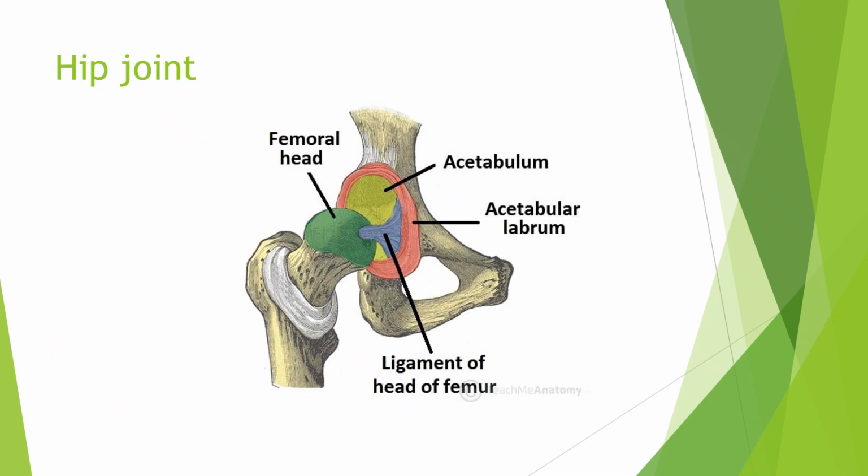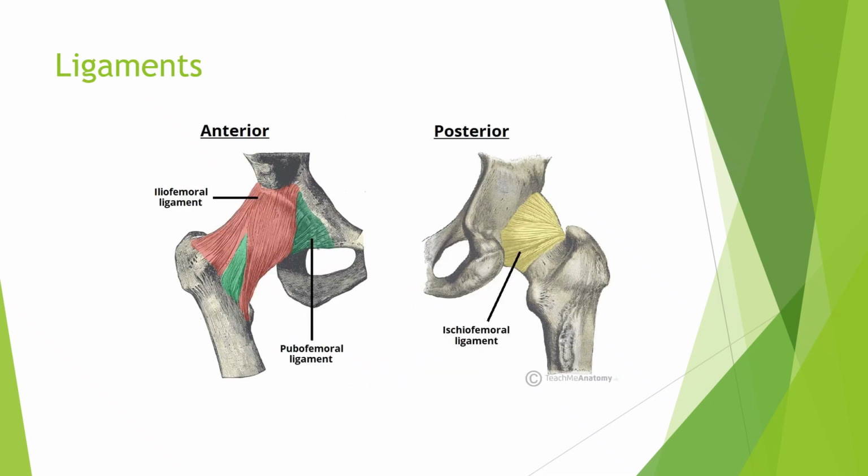Let's study the clinical anatomy of the hip joint. Hip joint is a ball and socket variety of joint formed by the head of the femur and the acetabulum of the hip bone. This is the ligament of femur holding the joint together. Anteriorly, the joint is stabilized by iliofemoral ligament and the pubofemoral ligament. Posteriorly, the ischiofemoral ligament supports the joint.